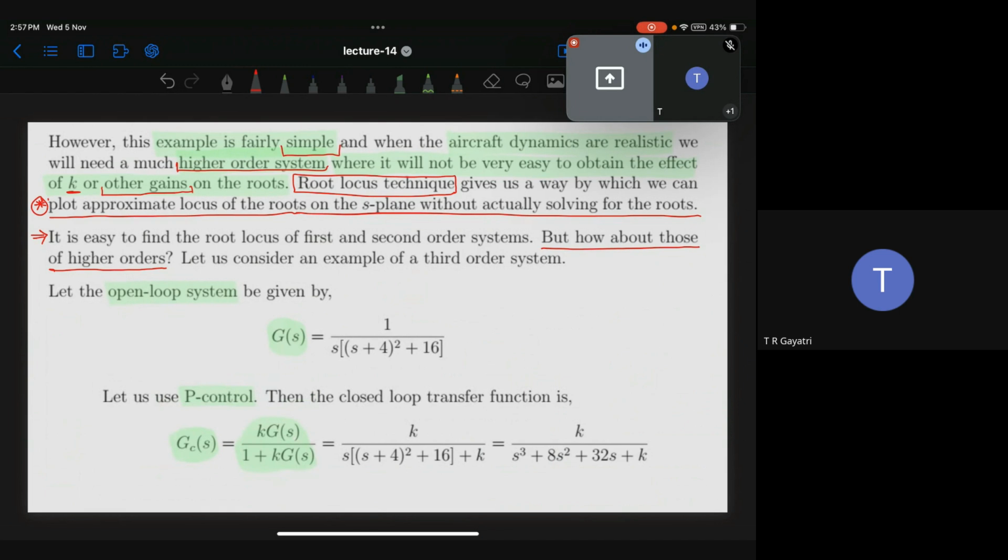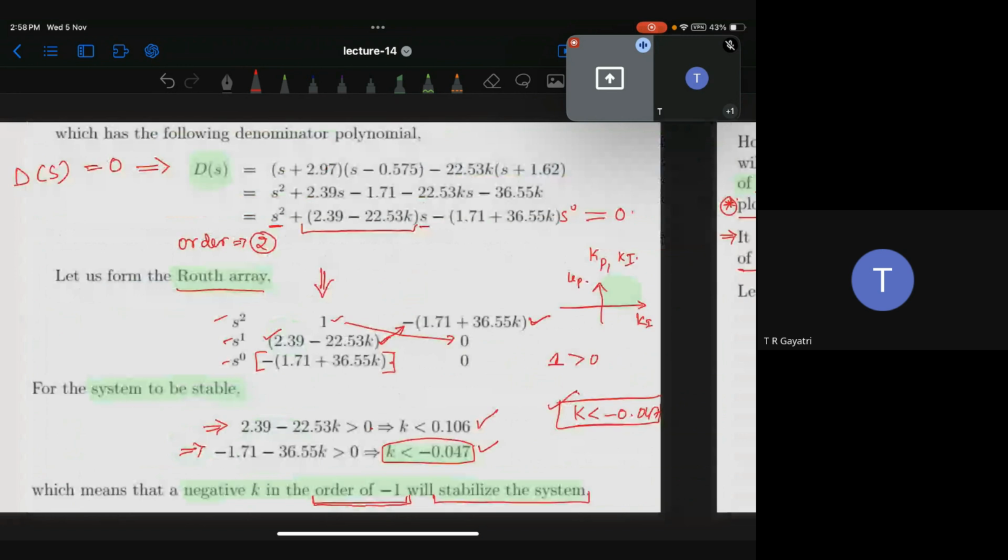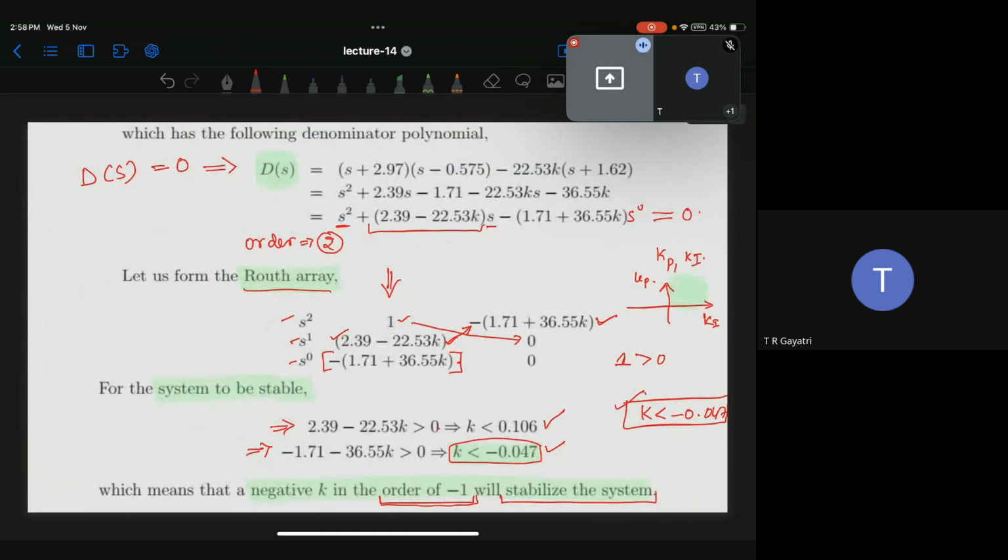In such cases, we go for the root locus technique. This technique will give us the approximate locus of the roots, that is, the approximate path of the roots, showing how they vary if you keep on varying the gain. Suppose in this example you got this region. When you substitute k equal to -1, you will get one set of roots. When you substitute k equal to -2, you will get another set of roots. When you substitute k equal to -3, you will get another set of roots.